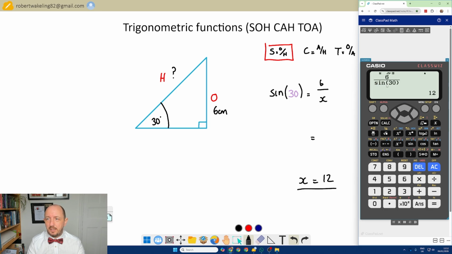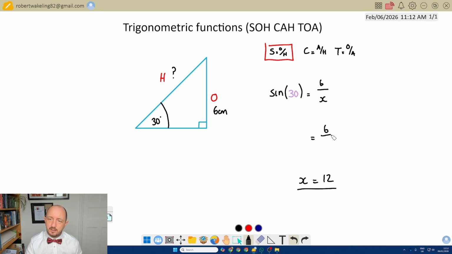6 divided by sine 30. That is my x. Okay, so the calculator gives me the answer.